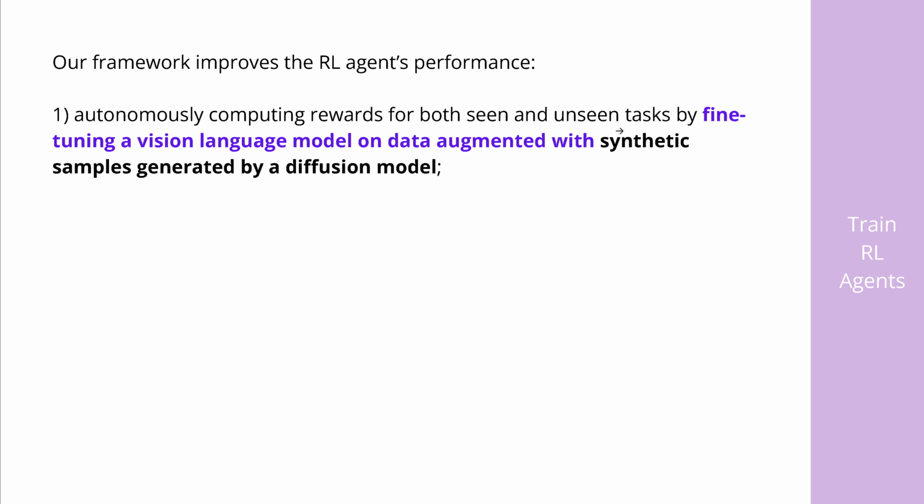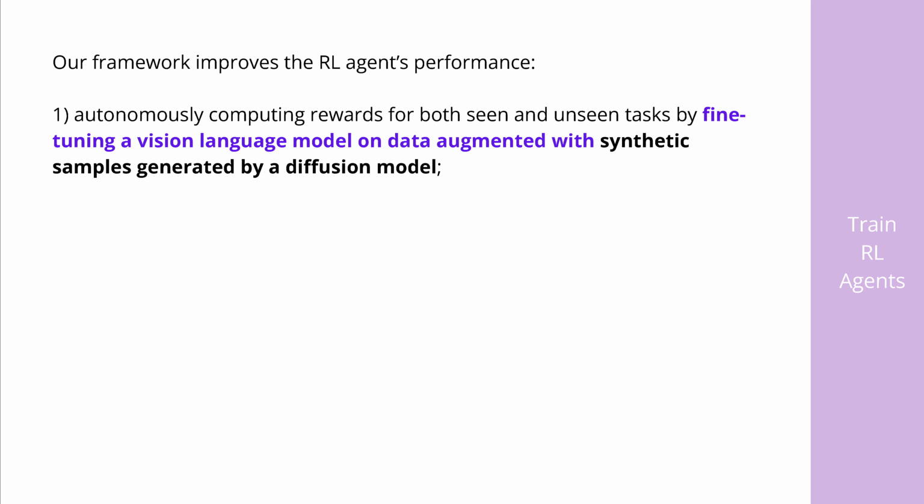tasks, that's really difficult, by fine-tuning a vision language model, okay, on data augmented with synthetic samples. Okay, so I say, I take my vision language model, and if I have new synthetic data, I just can fine-tune this. This is simple. But you know what's really interesting? Those synthetic data are here generated by a diffusion model.